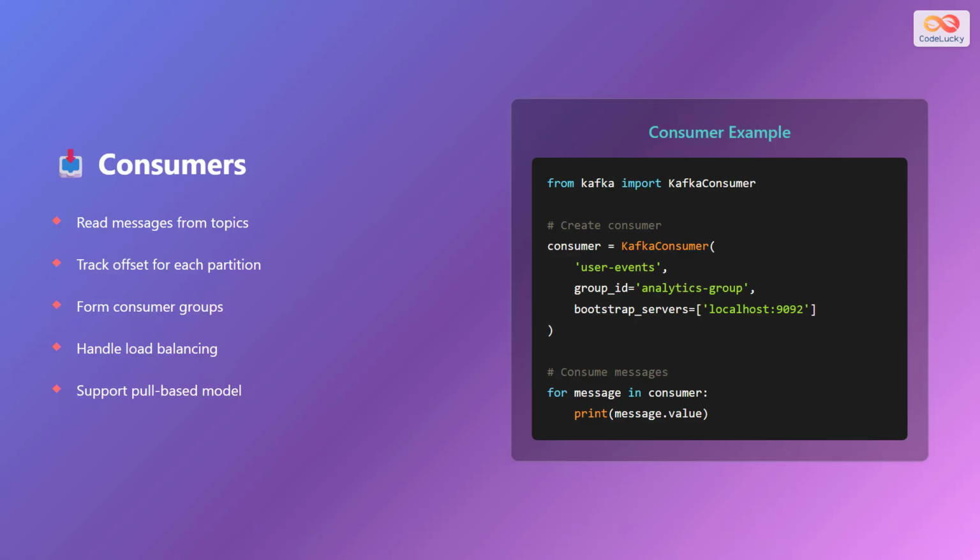Here's an example of how to create a consumer and read messages using the Kafka Python library. First, import KafkaConsumer from kafka. Then create a consumer instance, specifying the topic, group ID, and bootstrap servers. Finally, iterate through the consumer to receive messages and print their values.